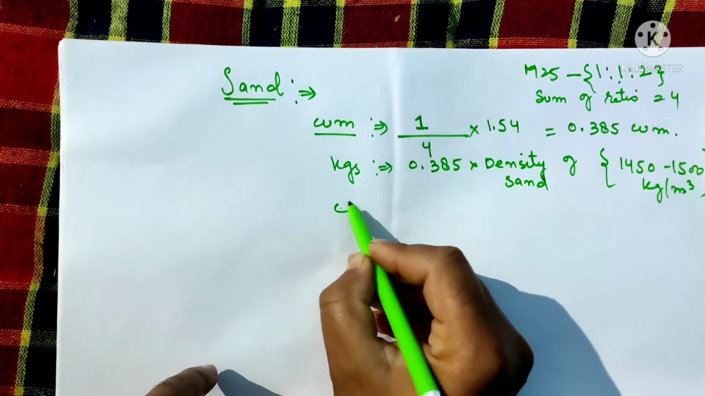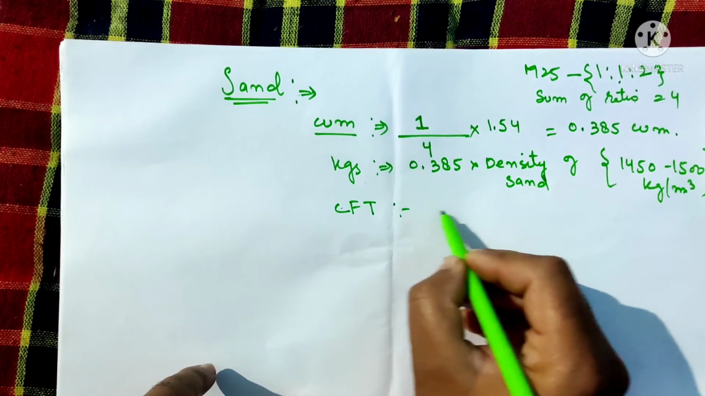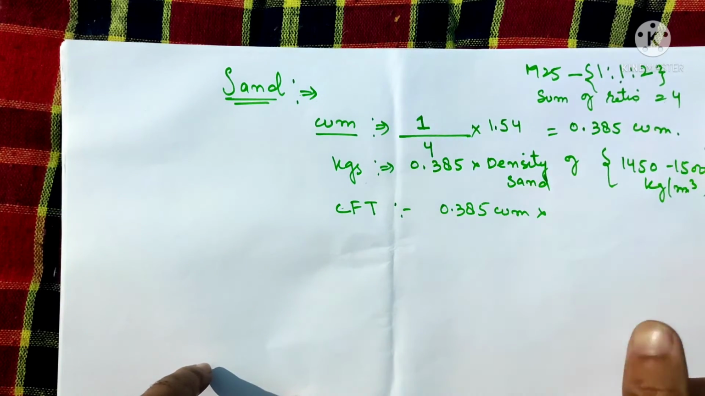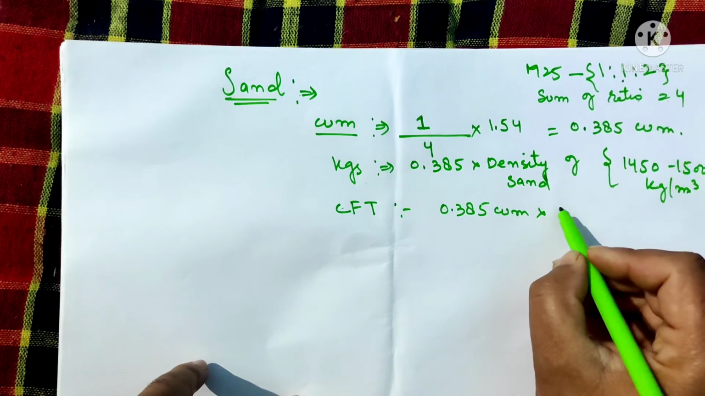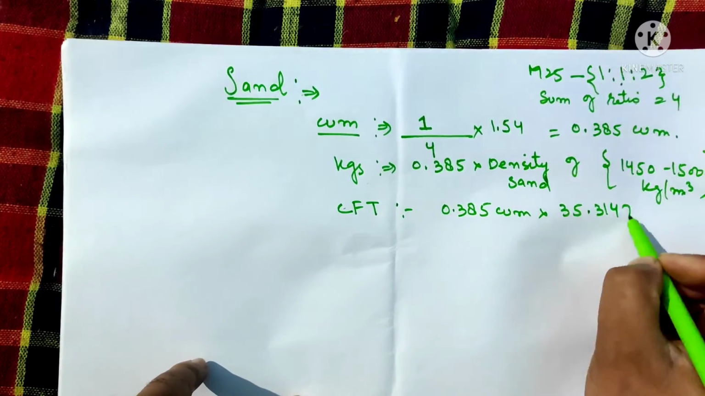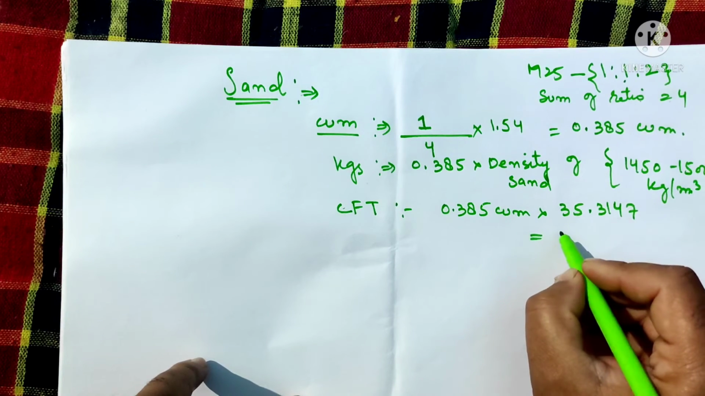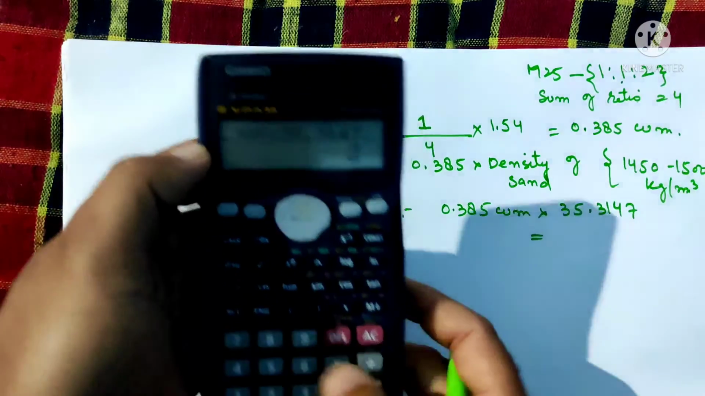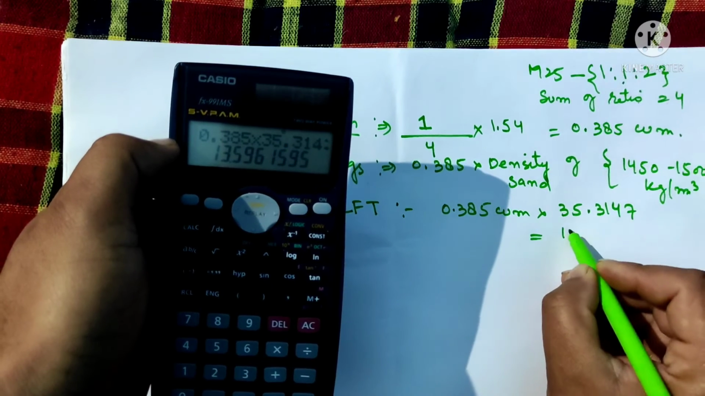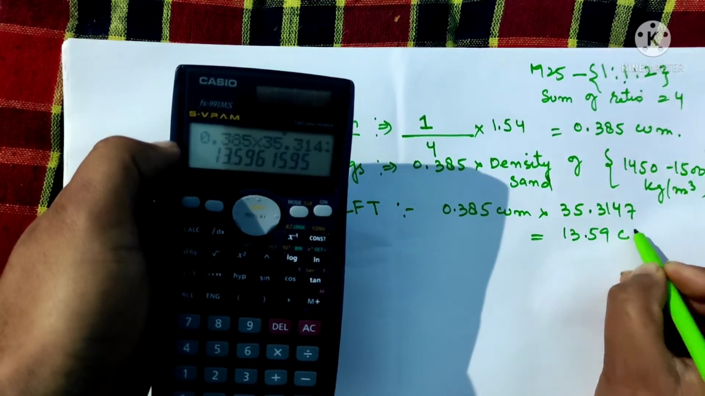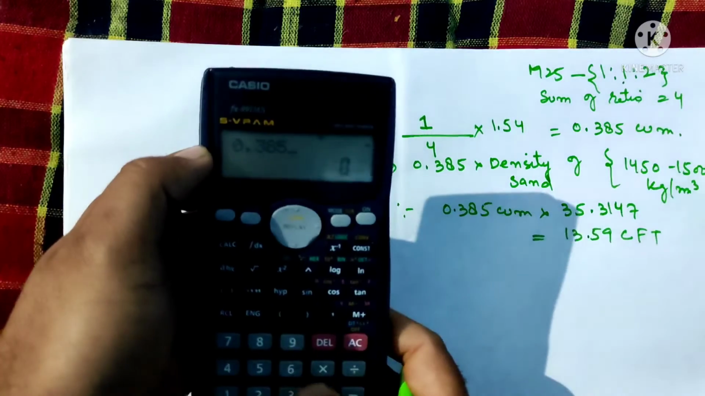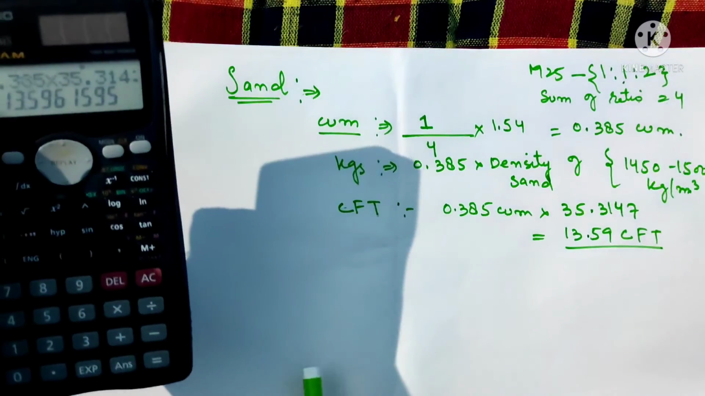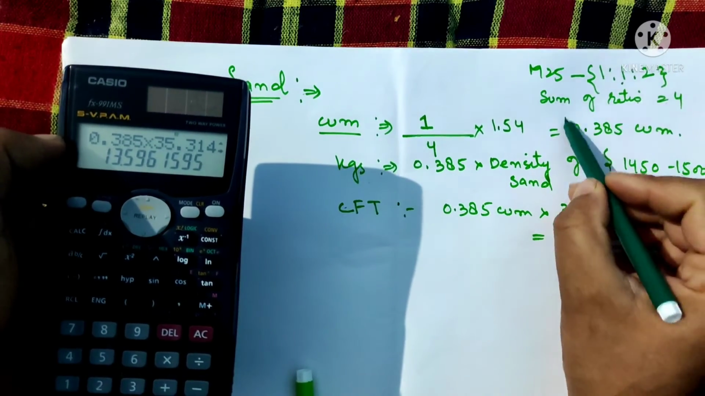If you want to get the sand in CFT, cubic foot, so just 0.385, we have already got it in cum, into 1 cubic meter is equal to 35.3147 CFT. So this multiplied by 35.3147 will give us the sand quantity in the CFT, which is equal to 0.385 multiplied by 35.3147, 13.59 CFT. Let us check. So we get it in CFT and in cubic meter.